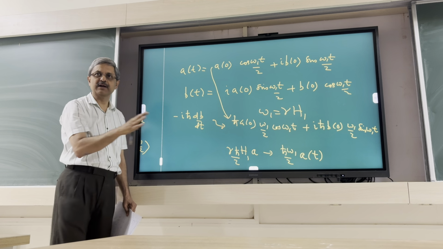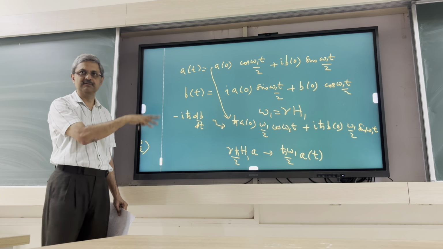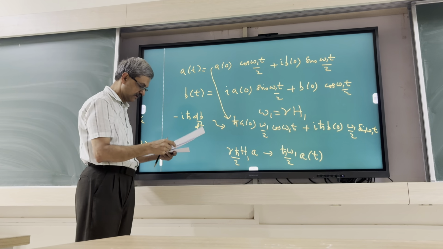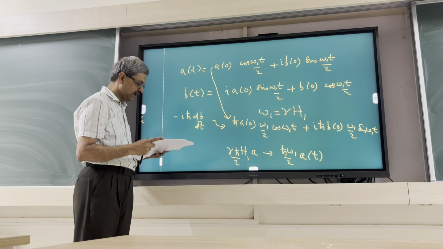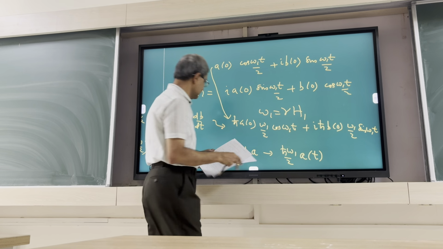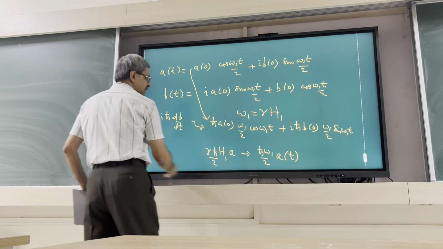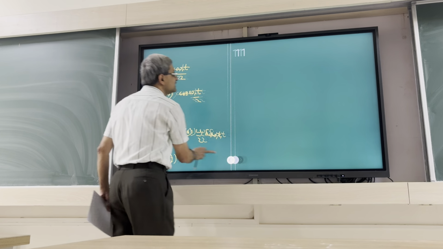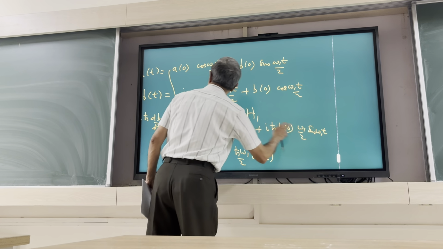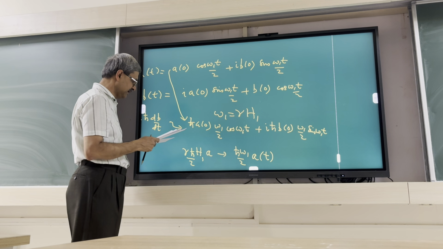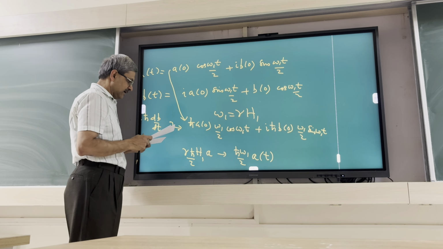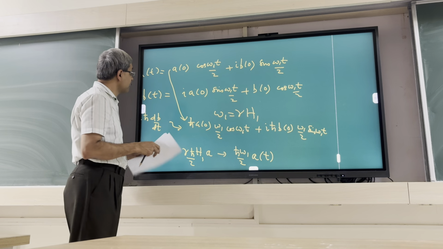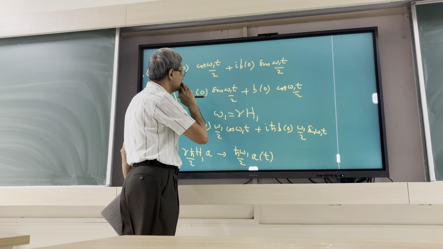You have to just solve for A of t and B of t by just putting back in the Schrödinger equation. Okay, so an interesting outcome is that this is the variation of A and B, and we know what this pi pulse, 2 pi pulse is.